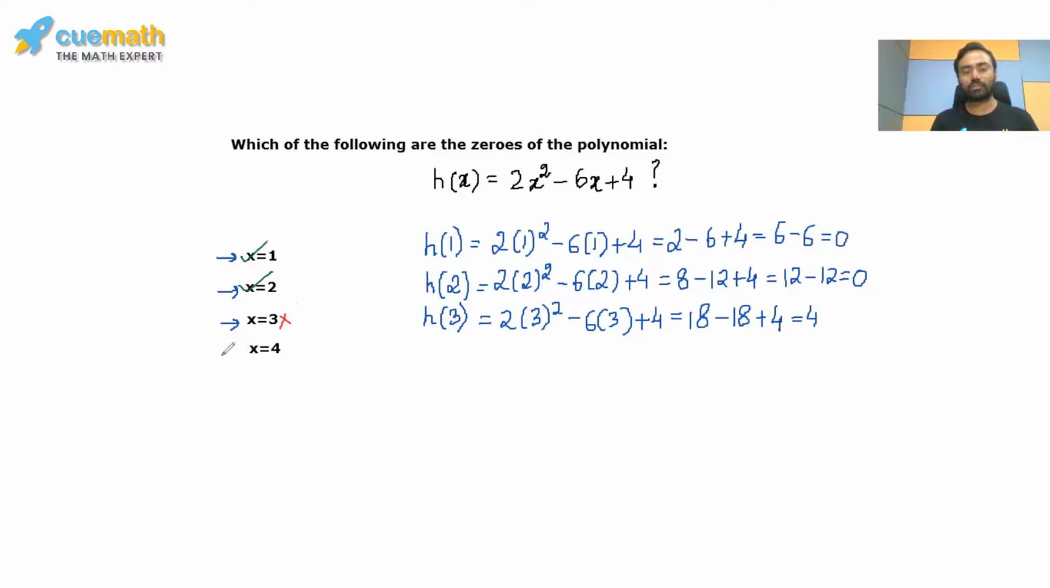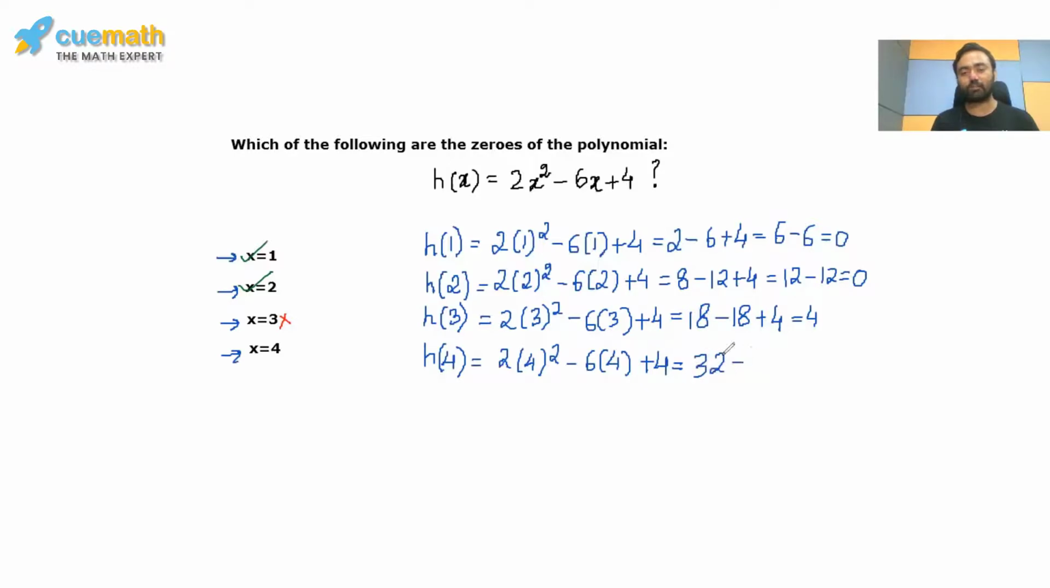Let's check for the last option where x is 4. So in place of x, we are going to substitute 4. So h of 4 equals twice of 4 square minus 6 times 4 plus 4. Now, if we evaluate this part, twice of 4 square basically means twice of 16, which is 32.